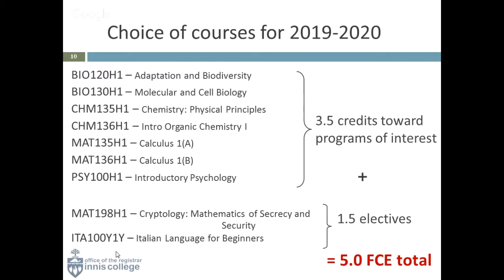Okay. So I'm a lifetime student. I've gone through my program listings, programs in which I'm interested. I've listed out first year, full year of biology, first year, full year of chemistry, calculus, and psychology as potential courses for potential programs that I'm interested in. And then some elective courses. So I have room for electives. So Italian, I'd like to learn Italian. And then this cryptology course, which is one of the first year foundations courses at Innis.